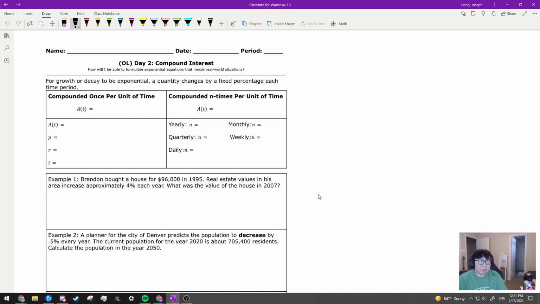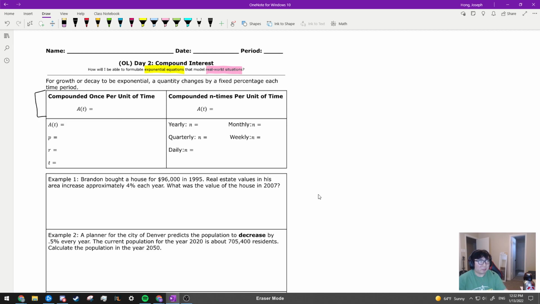So today you're going to be learning how to formulate exponential equations that model real world situations. The real world situations are investments or student loans and so on. Last class we talked about attributes of an exponential equation. So today we're going to be applying real world situations within exponentials. First of all, we're going to be talking about compounding in general.